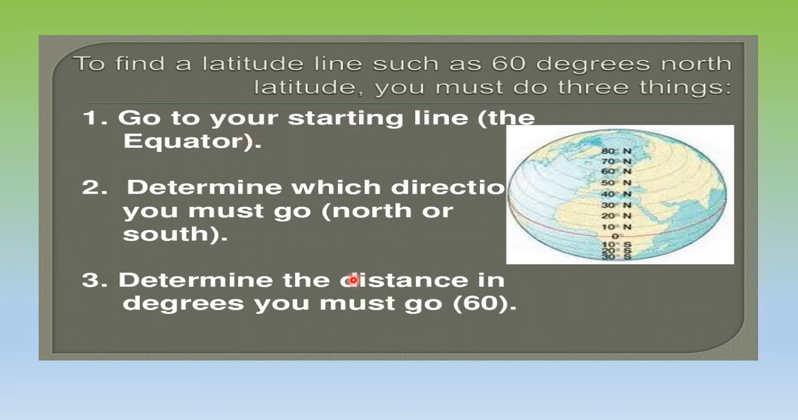Now, these are the 3 steps which you have to do while you are finding a latitude. You will go to your starting line, which is the equator. That makes it much easier for you to locate. Suppose I give you 60 degree north, you will quickly jump over to this part. Again, just locate the equator first. Then jump to the degree which has been given to you.